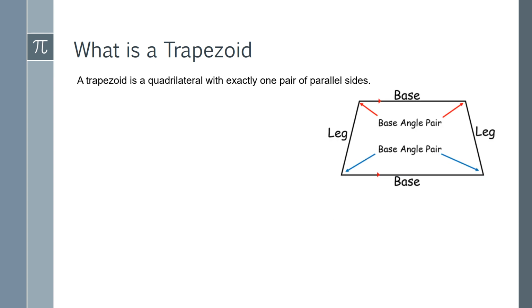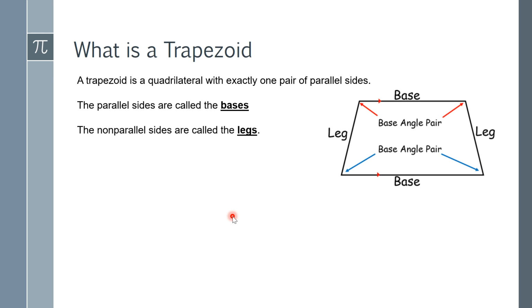So if you take a look at this picture, we have exactly one pair of parallel sides. That's these things right here. See the parallel symbol right there? That tells you that those are parallel. The parallel sides are called the bases. So these are the bases, base 1 and base 2. Of course, base 1 and base 2, it doesn't matter. It's just a label.